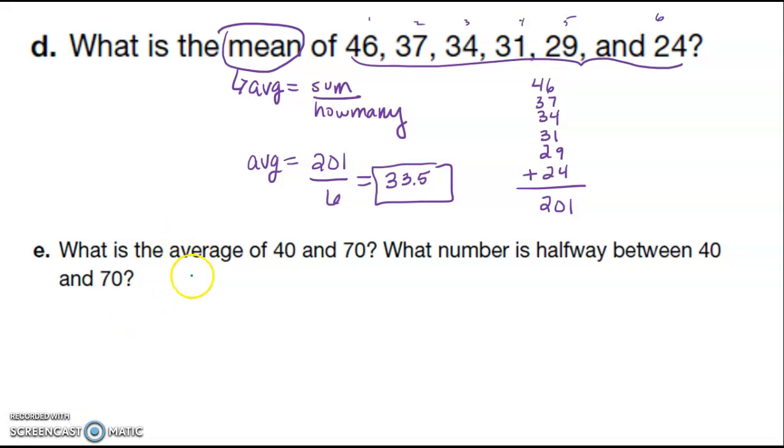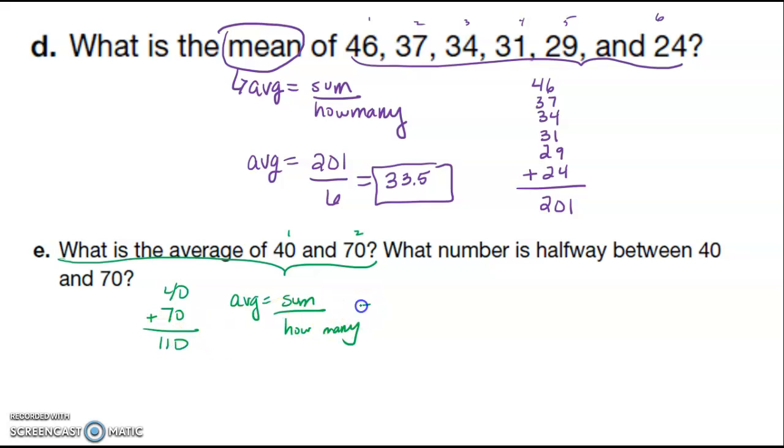Colors again. What is the average of 40 and 70? So let's stop right there. So I know that average is equal to sum over how many. My how many here is 1, 2, is 2. My sum is 40 plus 70, which is 110. So let me plug that in, 110 over 2. I think that's 55, but I don't trust myself. 110 divided by 2. I was right.